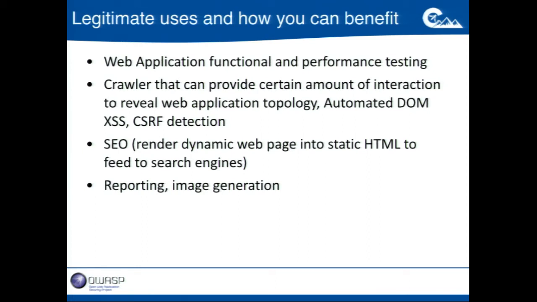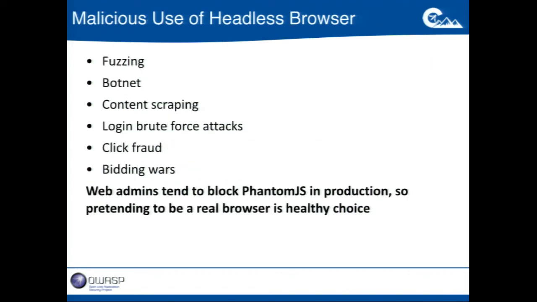And Phantom.js can be used maliciously as well. You can fuzz a page to find parts of the web page. You can use it on the bot network. Here there is a report on a DDoS attack, which is using about 100,000 IPs running Phantom.js, and they are actually simulating different user agents, about 700 different user agents. And you can use Phantom for content scraping, login brute force attacks, click fraud, credential stuffing, and many other ways.